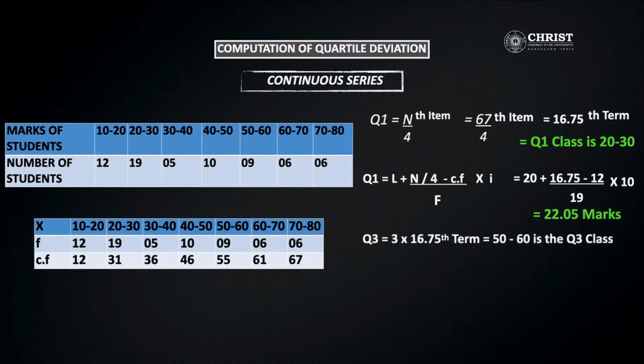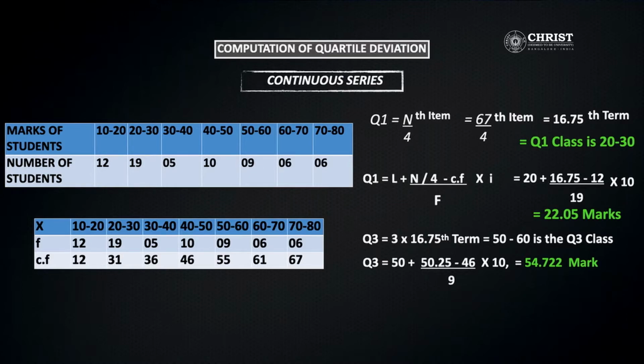Q3 is equal to the 3 into 16.75th term, that is the 50.25th term. So 50 to 60 is the Q3 class. Now Q3 can be computed using the equation, and when we substitute the values, we are getting Q3 equal to 50 plus 50.25 minus 46 divided by 9 into 10. That is equal to 54.722 marks.